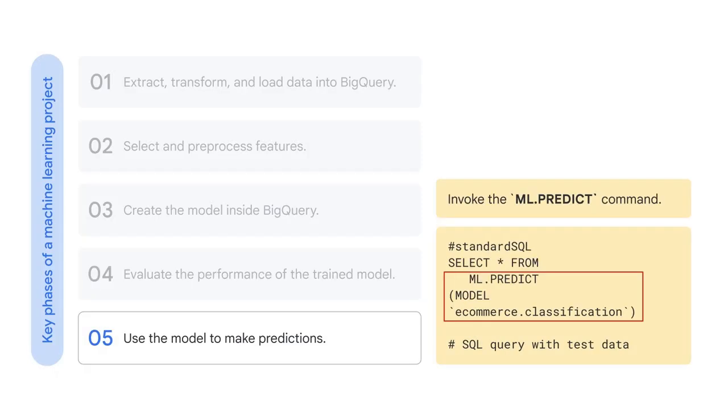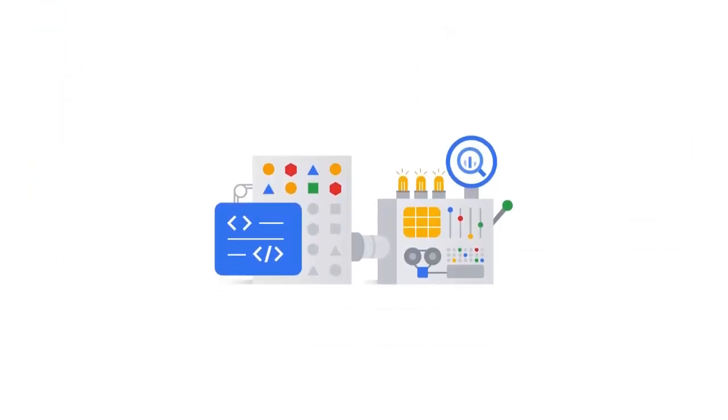Finally, in phase 5, when you're happy with your model performance, you can then use it to make predictions. To do so, invoke the ml.predict command on your newly trained model to return predictions and the model's confidence in those predictions. With the results, your label field will have predicted added to the field name. This is your model's prediction for that label. You'll practice all these steps and the SQL commands using BigQuery ML in the hands-on lab.